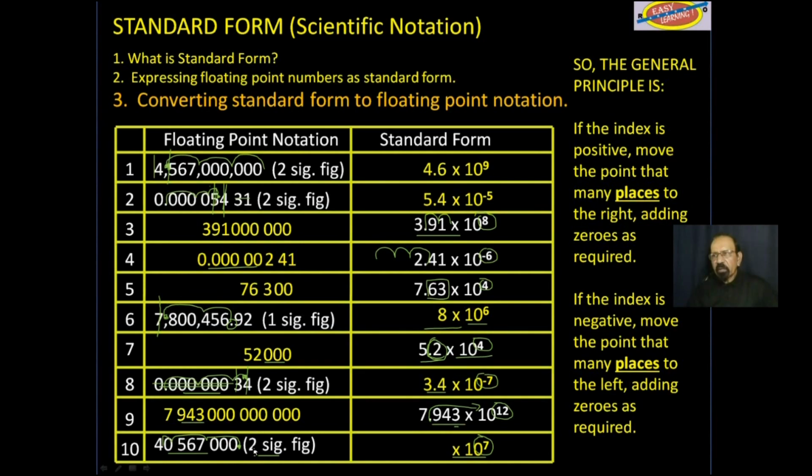2 significant figures. 4 is 1. That place where that 0 is the second one. This digit over here is 5. So that 0 becomes 1. And you get 4.1 exponent 7.